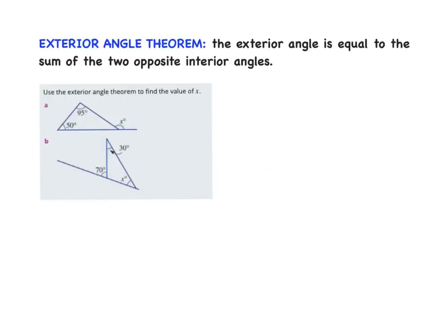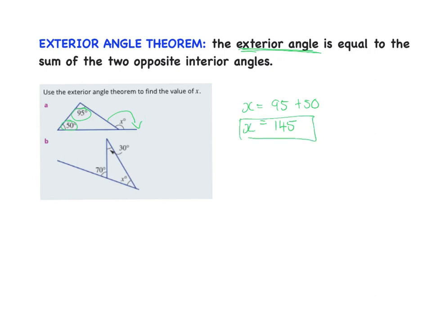All right. The exterior angle theorem. So we said that the exterior angle, so remember I said the exterior angle is this one, and it's equal to the sum of the ones opposite. So in this case, x is going to equal 95 plus 50. So what will that be? 145? Are you happy with that?